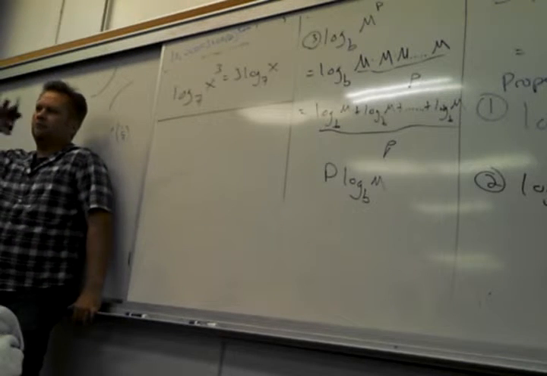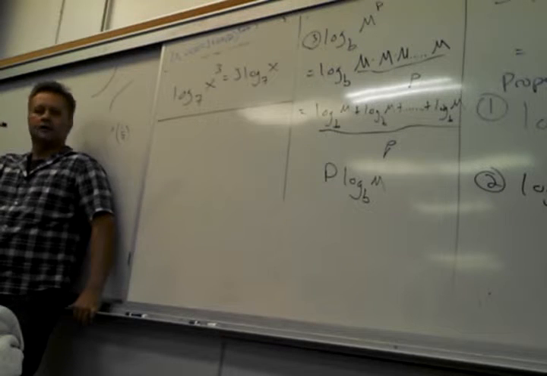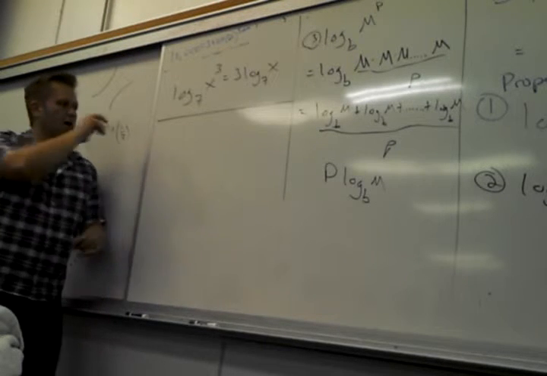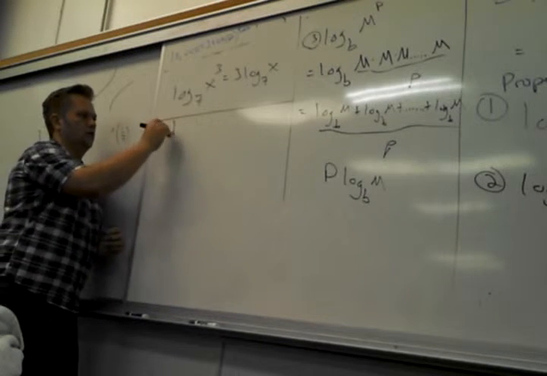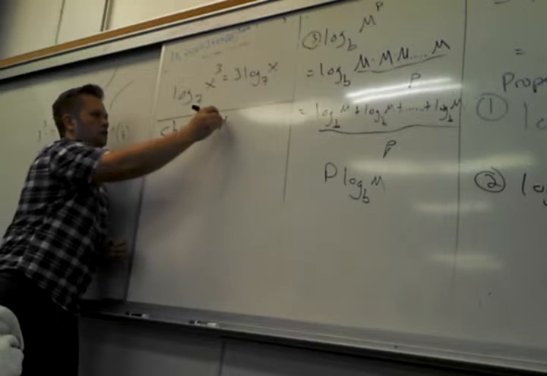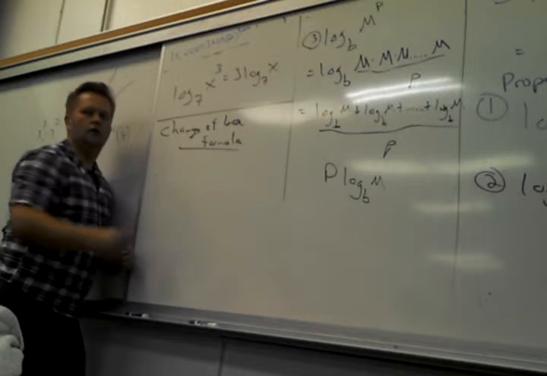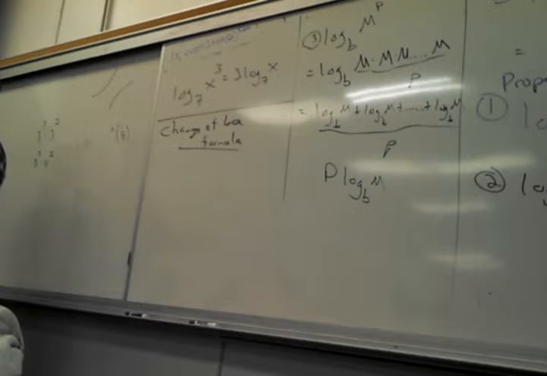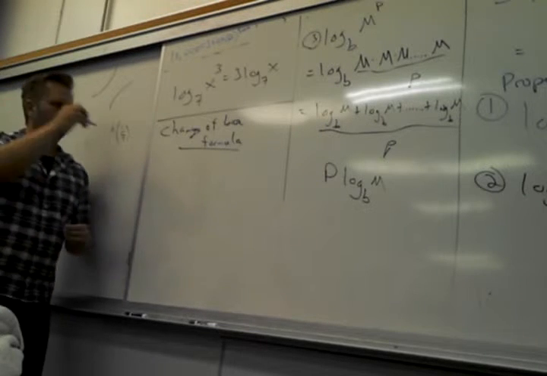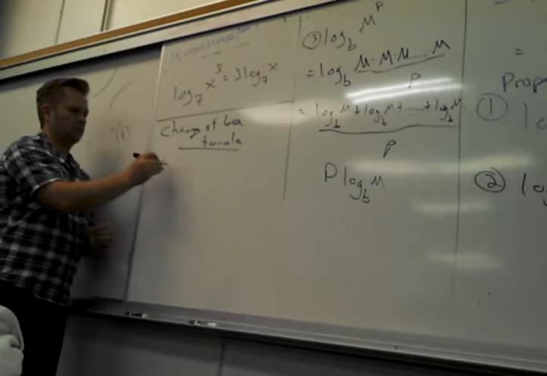So the rest of us, poor little peons, let's figure out how to do this. It's called the change of base formula. If you look at your calculator, do you see anything related to what we're talking about right now? Yeah, the log button. You see a log button.